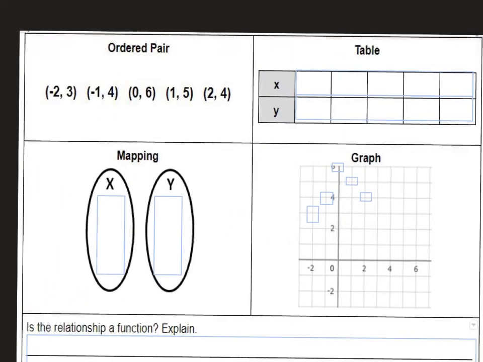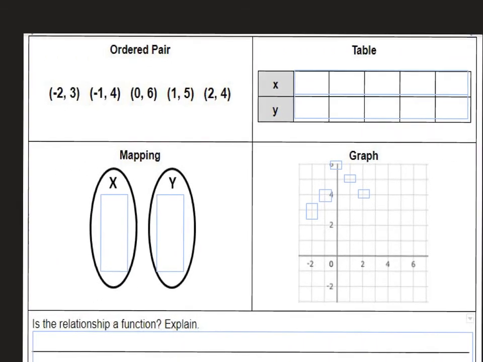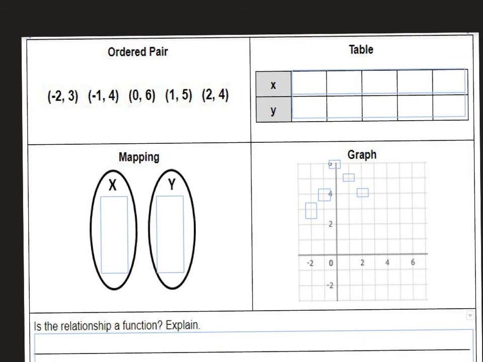I've given you a set of ordered pairs, and remember, as I've stated before, color is really important here. I like to use my pink highlighter to represent my x values. So if I look at this relation, I have -2 paired with a 3, -1 paired with a 4, 0 paired with 6, 1 paired with 5, and 2 paired with 4. Okay, and I can see once again that my x coordinates here are not repeating.